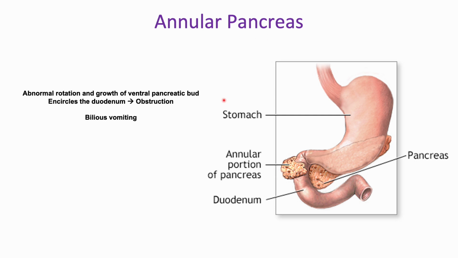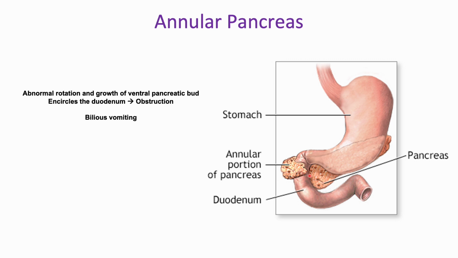Next up, we have annular pancreas. So annular pancreas occurs when you have abnormal rotation or growth of that ventral pancreatic bud. So remember, the ventral pancreatic bud is initially coming off the anterior region of the duodenum. If it doesn't rotate posteriorly like it's supposed to, to form that uncinate process in the inferior region of the pancreas, or inferior pancreatic head, then it can actually constrict the proximal mid-duodenum.